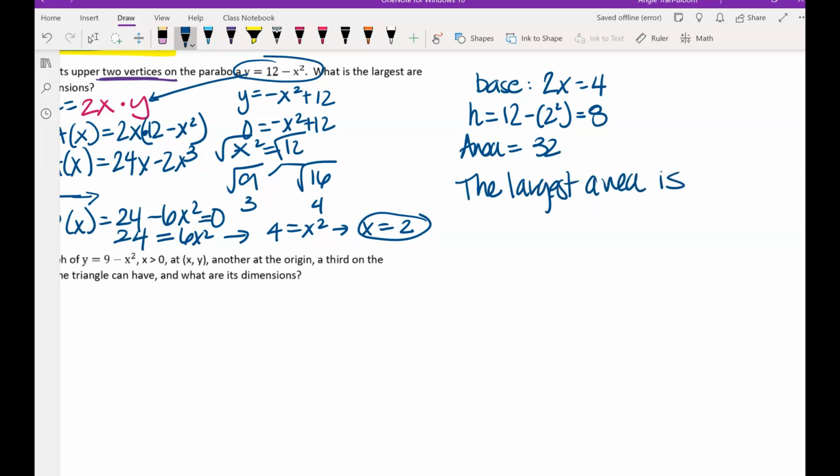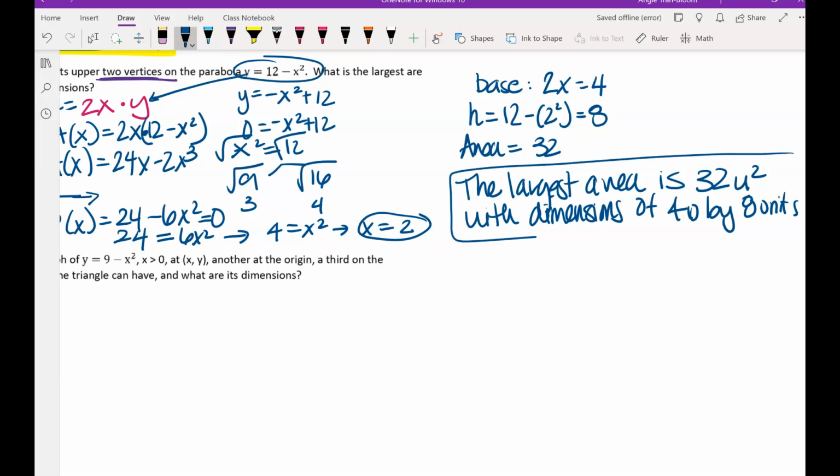Area is 32 units square with dimensions of 4 units by 8 units. Okay, box that up.